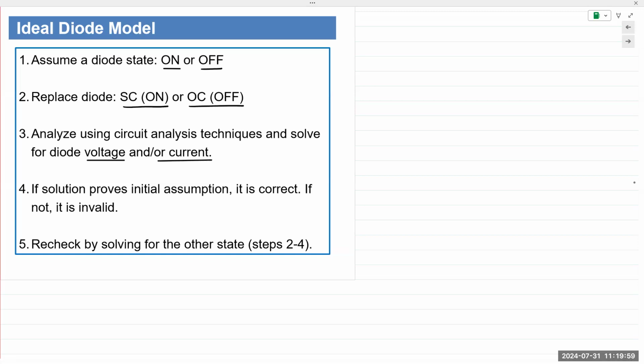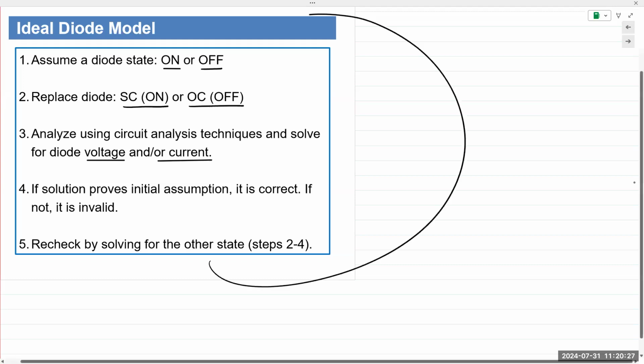Then you take the solution and compare it to your initial assumption. Does that make sense? Does it correlate? Right? If the diode is on, then your diode voltage should be 0.6 or less, or 0 volts. If it's off, then it should have a high voltage, meaning the anode should be at a lower potential than the cathode. Does it make sense? Does it match up? If it does, then your solution is valid. If it does not, then it's not valid.